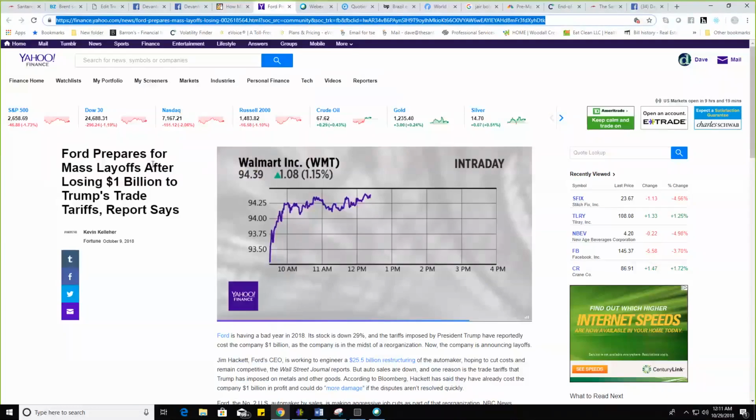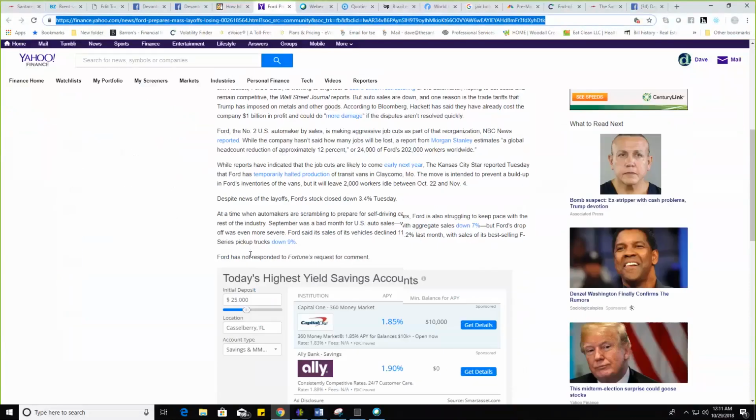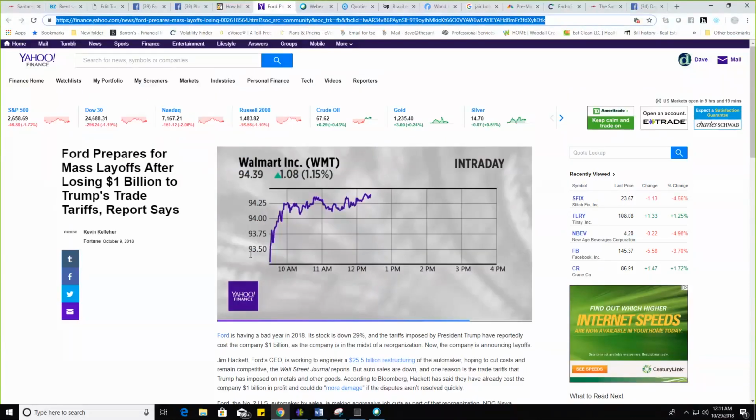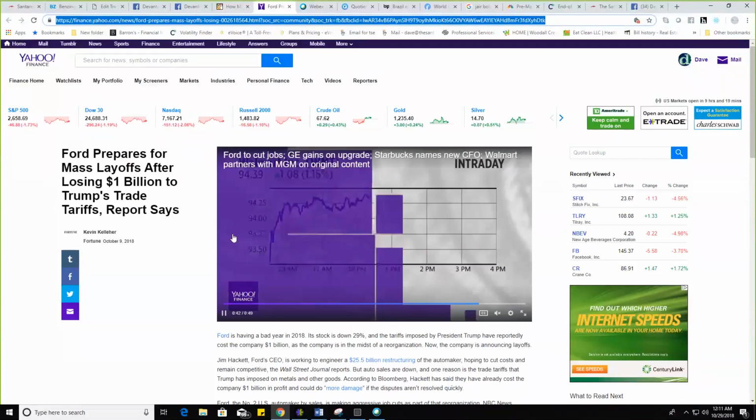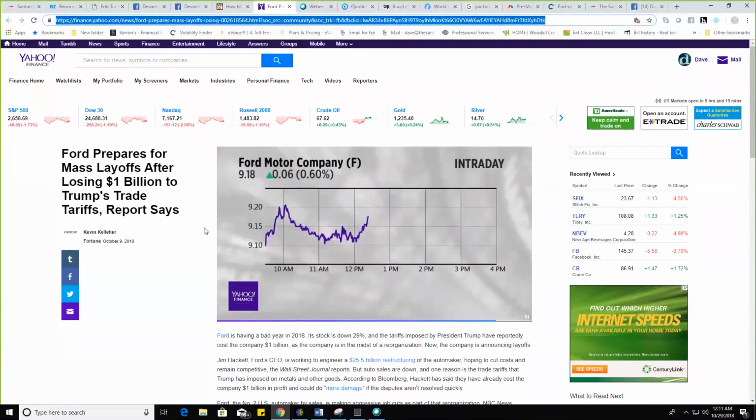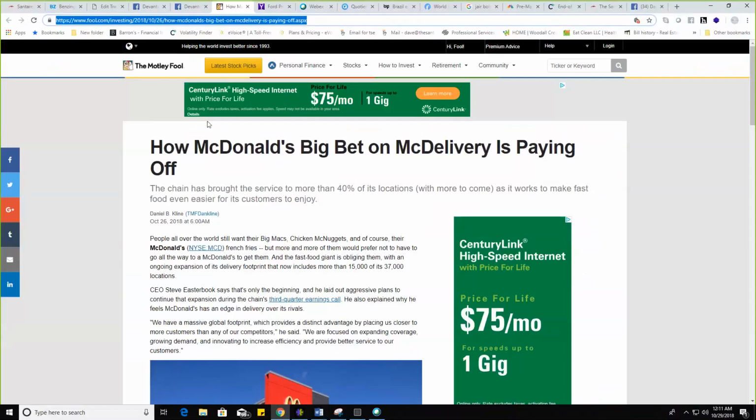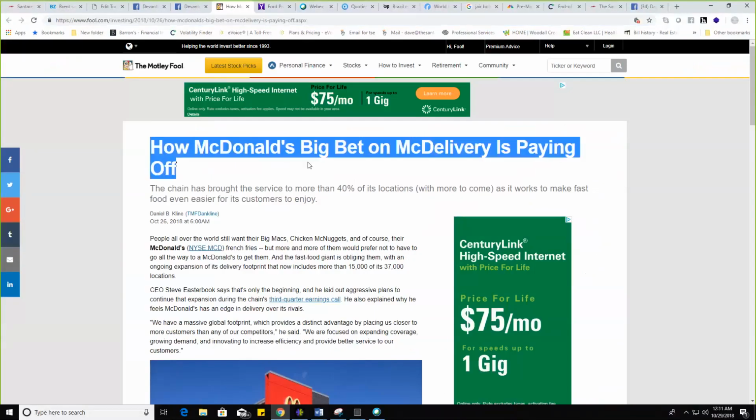Ford prepares for mass layoffs after losing $1 billion to Trump's trade tariffs. If you read that, it paints doom and gloom across major sectors that sell internationally. Those trade tariffs were horrible. So there's one thing. And then look, how McDonald's bet big on McDeliveries paying off.